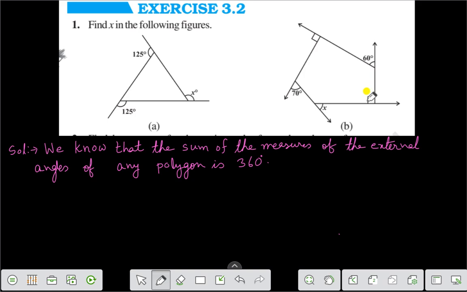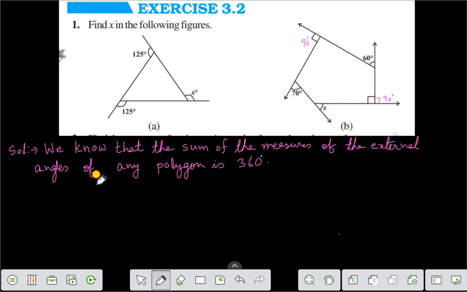You see, this is 90 degree and this is a linear pair. That means this angle is also 90 degree, right? This is the external angle, 90 degree. This is 60 degree. Here you see, it is given it is 90 degree. It is 70 degree and it is x degree. Let us find the value of x. Then we know that the sum of the measures of the external angles of any polygon is 360 degree. We'll add all these angles, that is 90 degree.